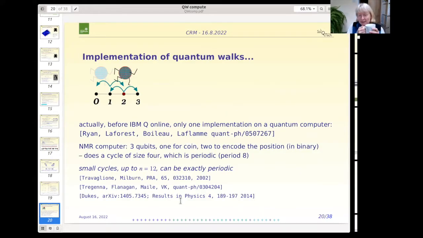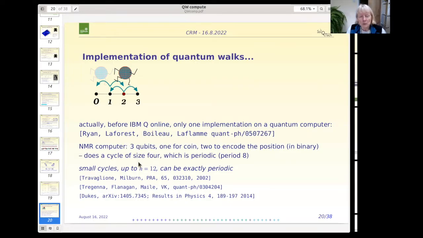Right. So implementations of quantum walks that are actually in qubits in a quantum computer register, before IBM Q came online, there was actually only one that wasn't a physical quantum walk, that was actually encoded in qubits. And that was done in 2005 in an NMR computer, and they had 3 qubits. 1 they used for the coin, and 2 to encode the position. And they did a cycle of size 4, which is more than they have qubits. So this is definitely encoded, right?